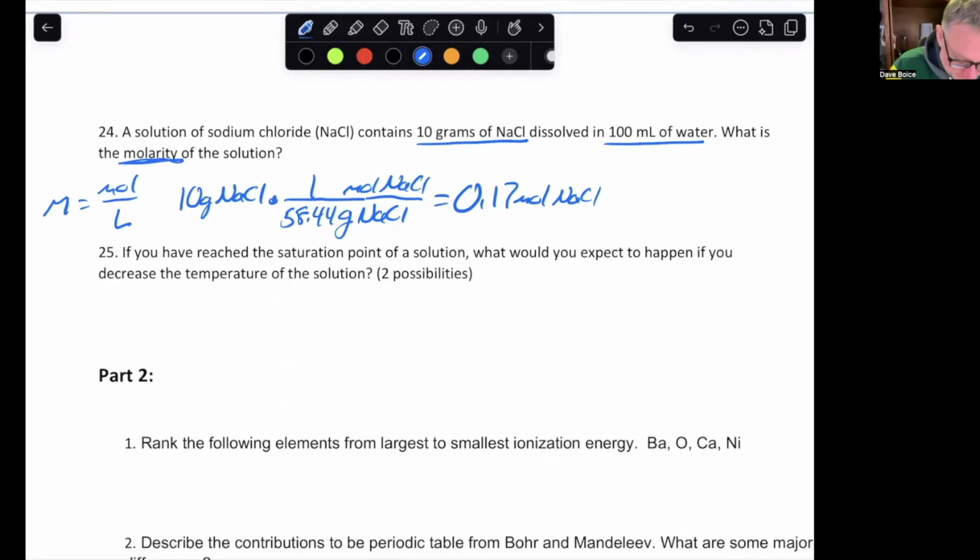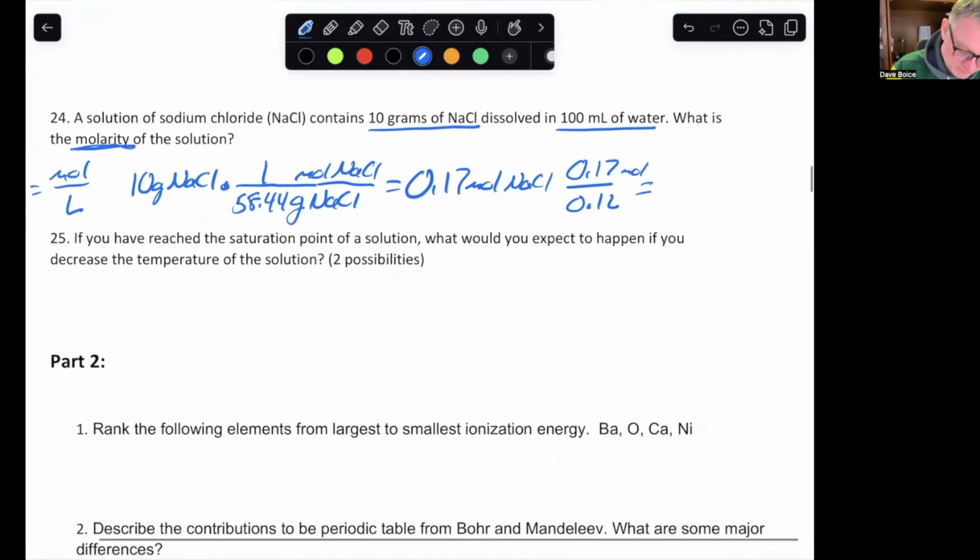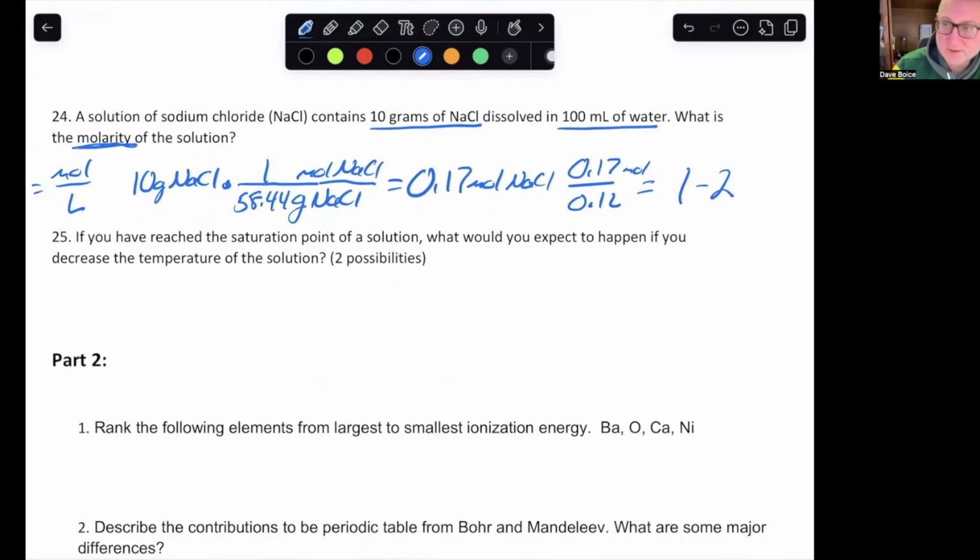Okay, and so 0.17 moles divided by 0.1 liters is going to equal between 1 to 2 molar. So make sure that you find the actual answer, and it will be between 1 and 2 molar. If that's what you got, congrats, you did good.